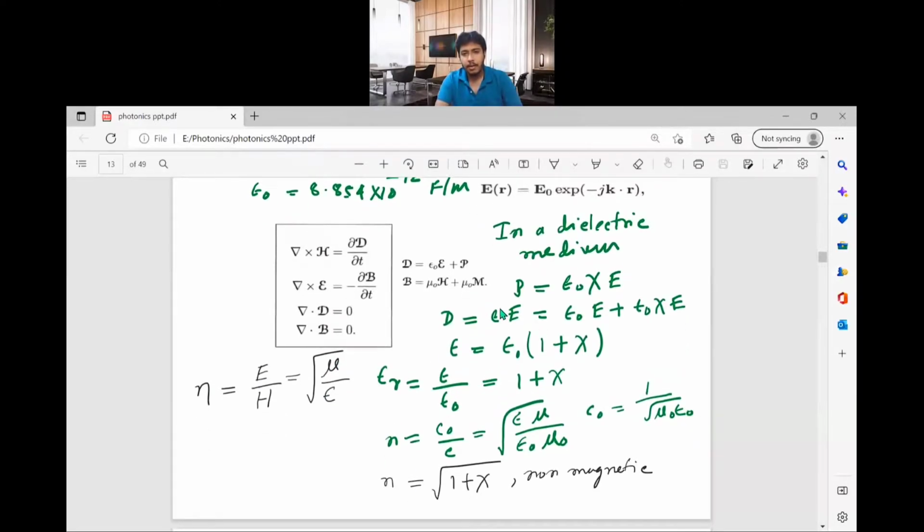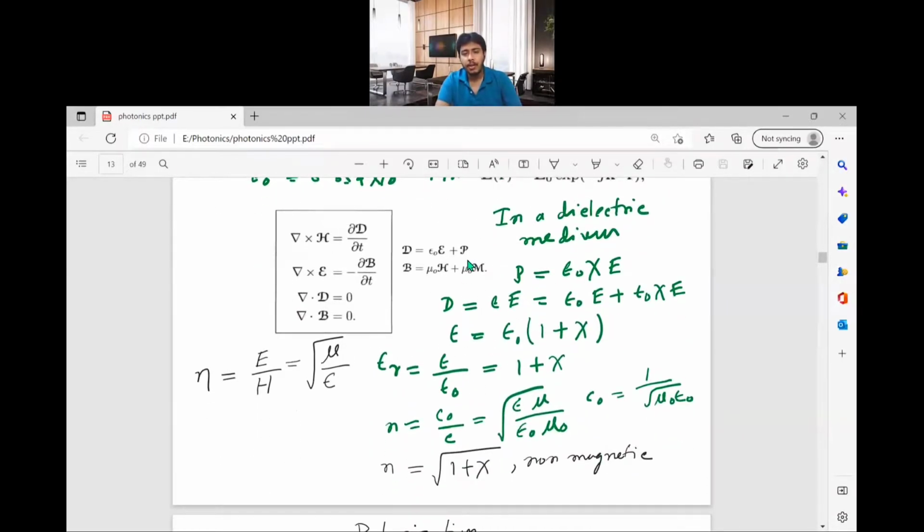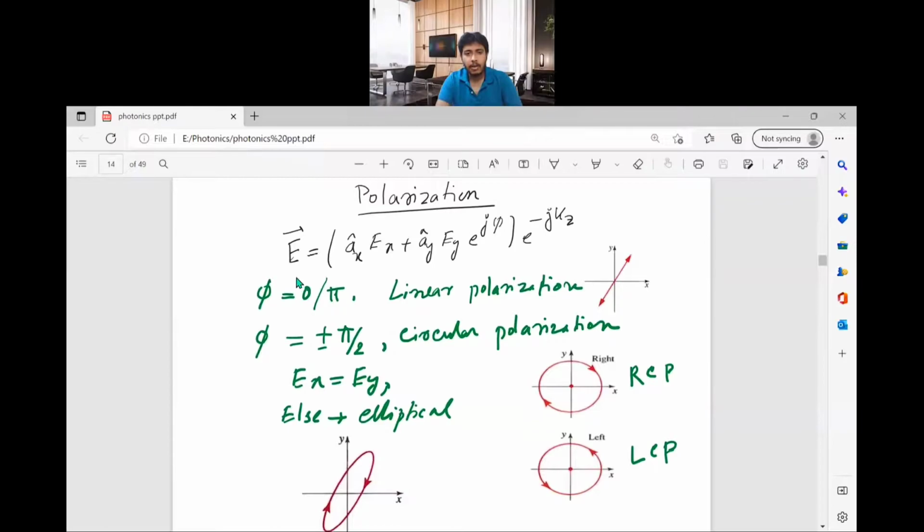So from here we can see that if light travels in a medium, it will generate some polarization property, and the polarization can be changed. So polarization is an important thing. So we can write the electric field expression with this equation. This is the traveling component, the propagation part, and Ex and Ey are the electric field components in x and y direction. And this phi is the phase difference between the x component and y component.